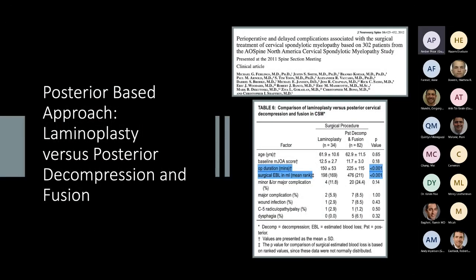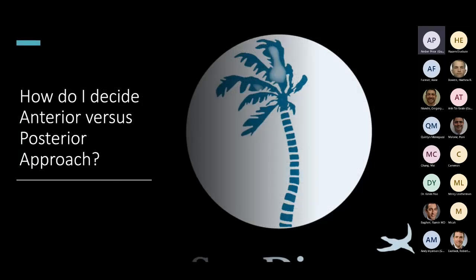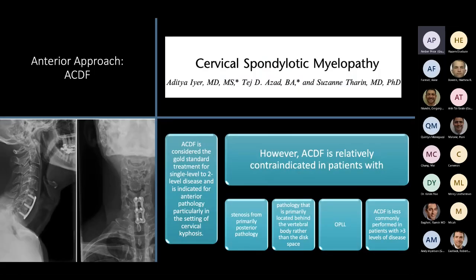As far as stratifying based on posterior approach, the only difference they found between laminoplasty and posterior fusion and decompression was exactly what we had just spoken about, which is the operative duration and surgical EBL. They were significantly higher in posterior decompression and fusion patients. So how do I decide between an anterior versus posterior approach? Well, based on the literature review, ACDF is considered the gold standard treatment for single level to two level disease, particularly in the setting of anterior pathology or in the setting of cervical kyphosis.